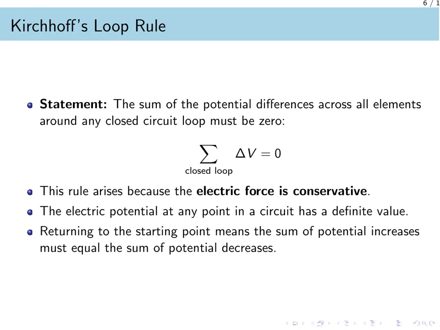Just as a hiker returning to their starting point on a mountain ends at the same elevation, a charge moving around a complete loop and returning to the same point must return to the same electrical potential. Therefore, the sum of all potential increases must exactly balance the sum of all potential decreases.